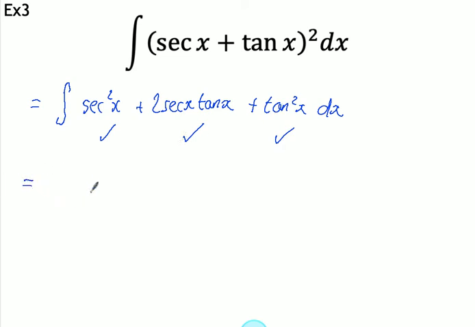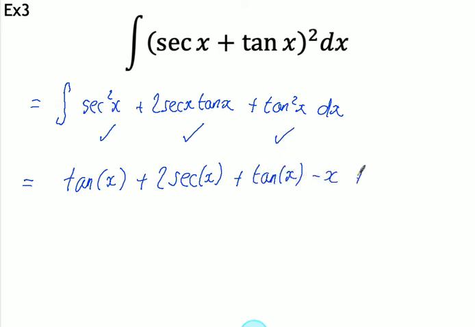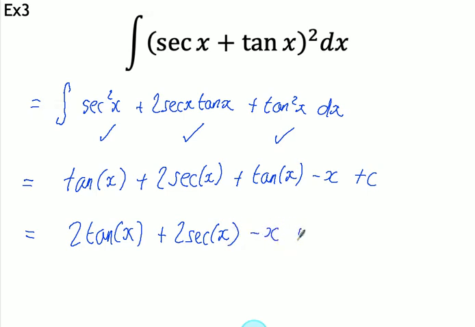So sec squared x becomes tan x, 2 sec x tan x becomes 2 sec x, and tan squared x becomes tan x subtract x plus c, and then we can collect like terms. So 2 tan x add 2 sec x subtract x plus c. Lovely.